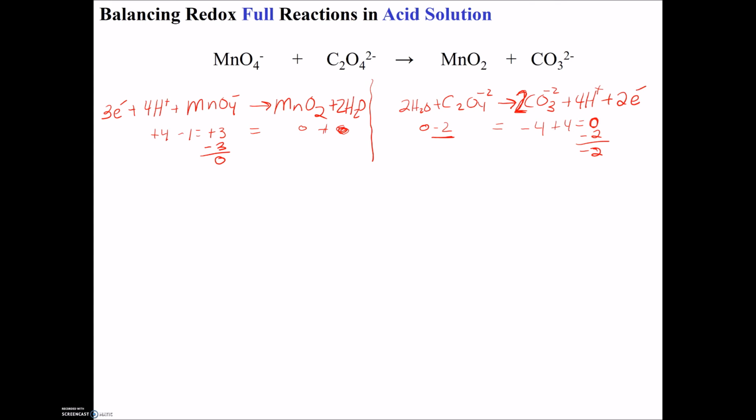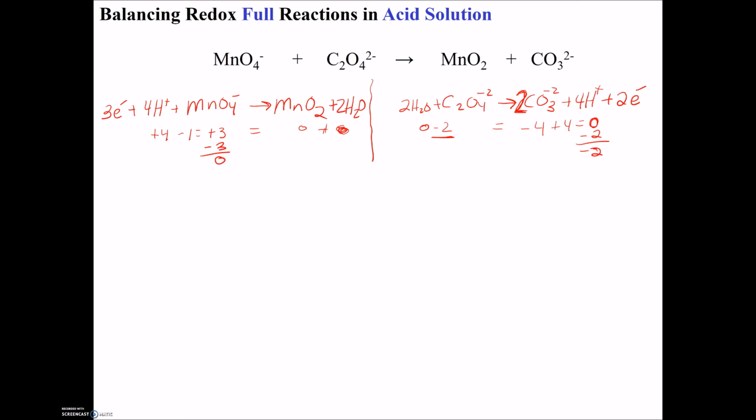Now, before we go on, let's just make sure that in our half reactions, the electrons are on different sides. If I look at my manganese reaction, notice that my electrons are on the reactant side, or the left side of the arrow. And if I go to my other half reaction, my electrons are on the product side, or the right side of the arrow. Whew, they're on opposite sides. They need to be that way. So if they end up on the same side, go back and figure out what you did wrong.